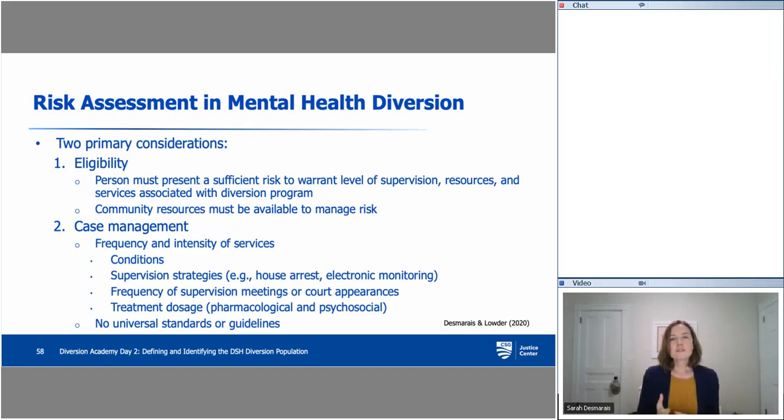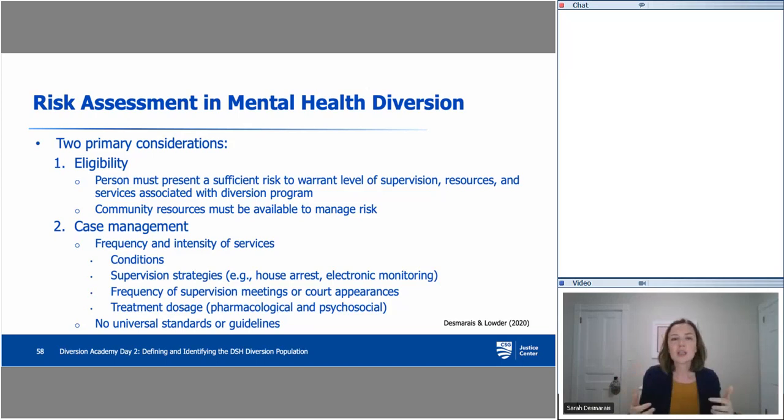So I've talked about a few of these things already, but I really wanted to drill into these two ideas of eligibility and case management. In the context of mental health diversion, which is slightly different than some other risk assessment contexts, the first is that we want to think about whether the person presents a sufficient level of risk. As I noted earlier, it's not that we're targeting low risk. What we want to do instead is think about, does this person you're considering for diversion actually have a sufficient level of risk to warrant all of these resources that we're talking about?